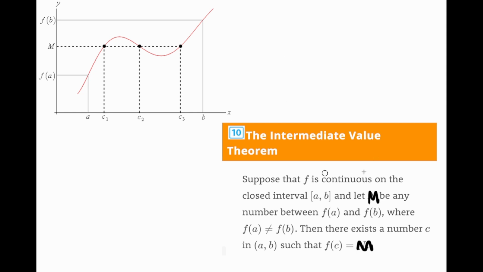It's pretty fundamental, but it's literally just common sense. If a function is continuous, there's not going to be points on this closed interval where there are undefined points or whatnot. There will exist a number c in a, b such that f of c is equal to any number between f of a and f of b. That's literally all that's saying. It's just kind of common sense.